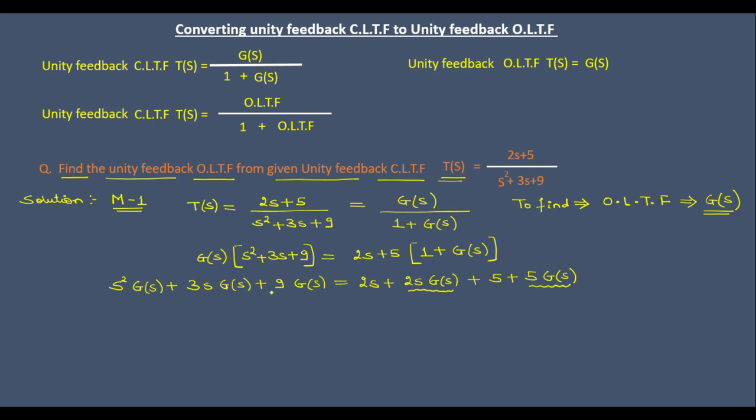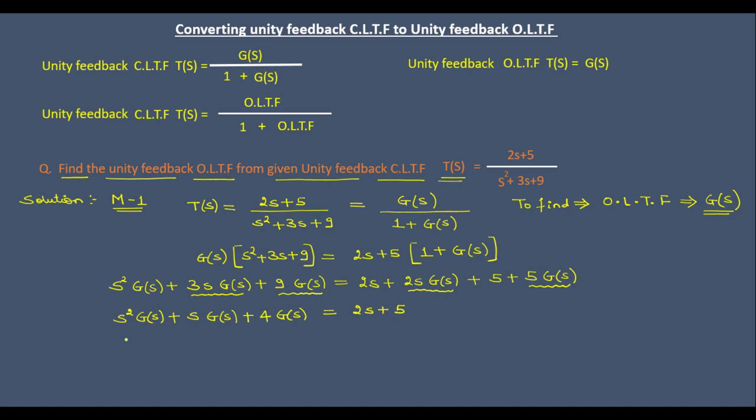You can take these two terms to the left hand side, and their signs will change. So you can write it as S square G of S plus, here you have 3S G of S and it is 2S G of S, so it will be S into G of S, plus 9 G of S minus 5 G of S, so 9 minus 5 will be 4 G of S, is equal to, on the right side we are left with 2S plus 5.